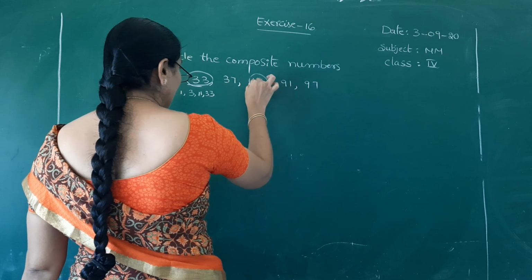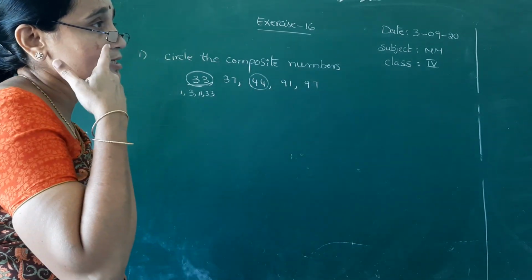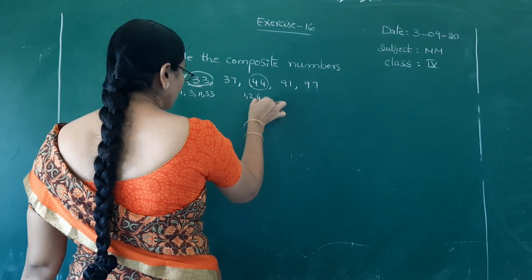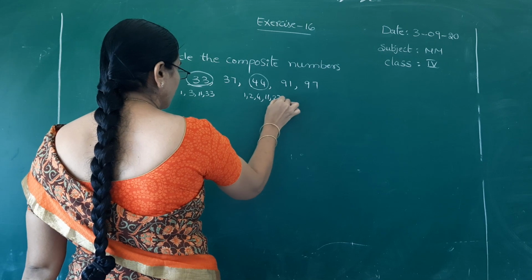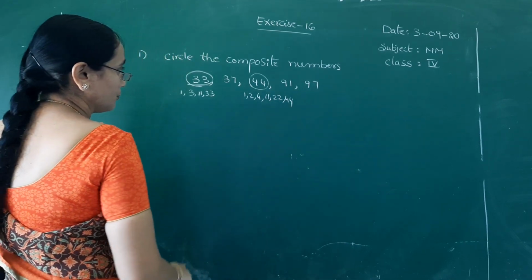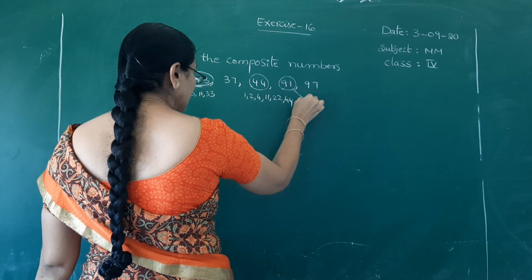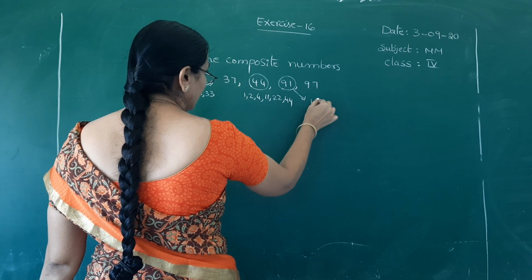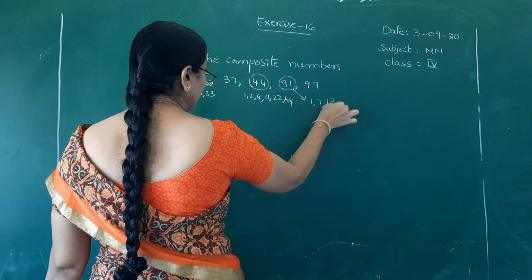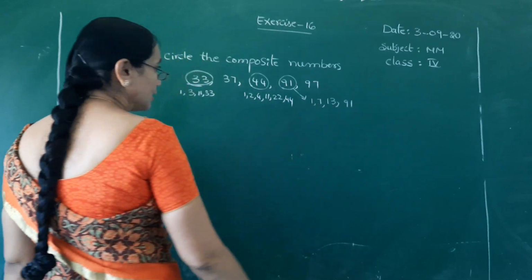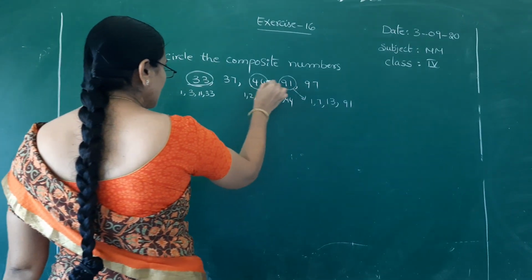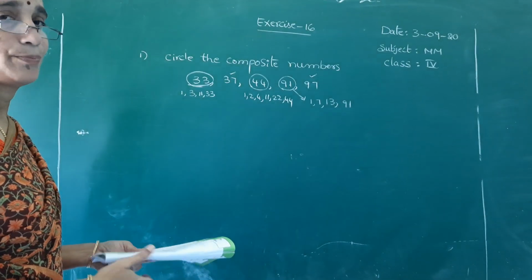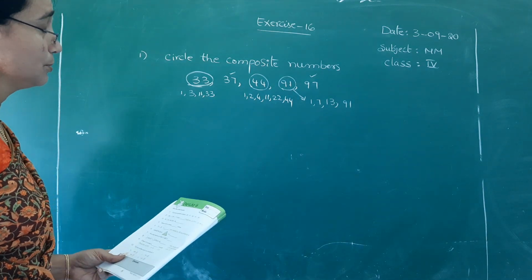44 occurs in the 11 table, 4 table, 2 table, so it is a composite number. 1, 2, 4, 11, 22, 44. These are the factors for 44. And 91, it occurs in which table? 13 table. So 1, 7, 13, 91. These are the factors for 91. So these three are composite numbers. 37 and 97 are the prime numbers. So 97 is the largest two-digit prime number.